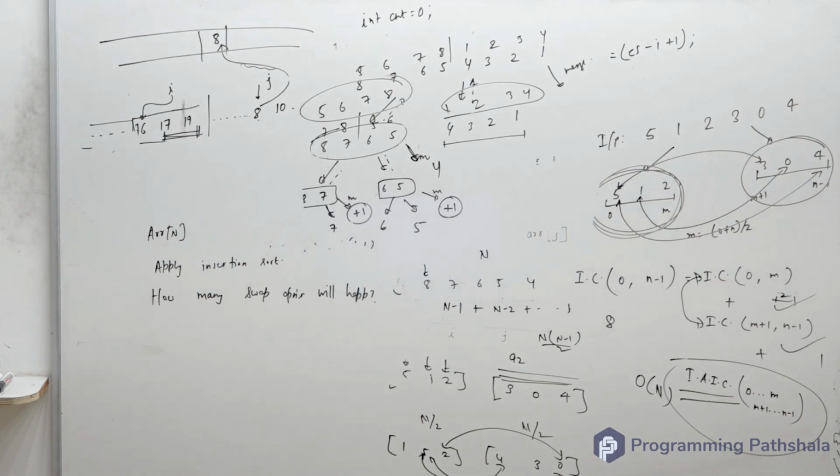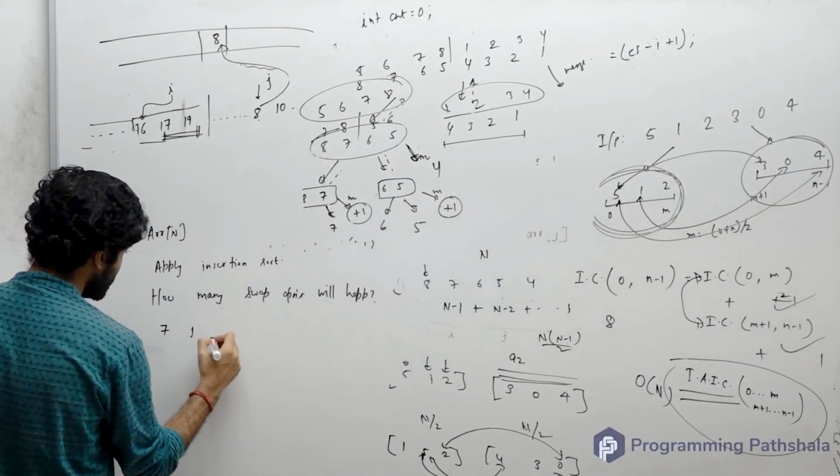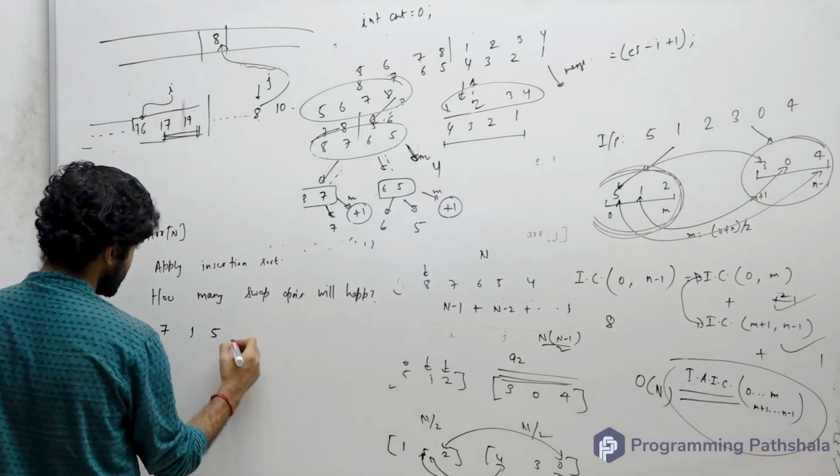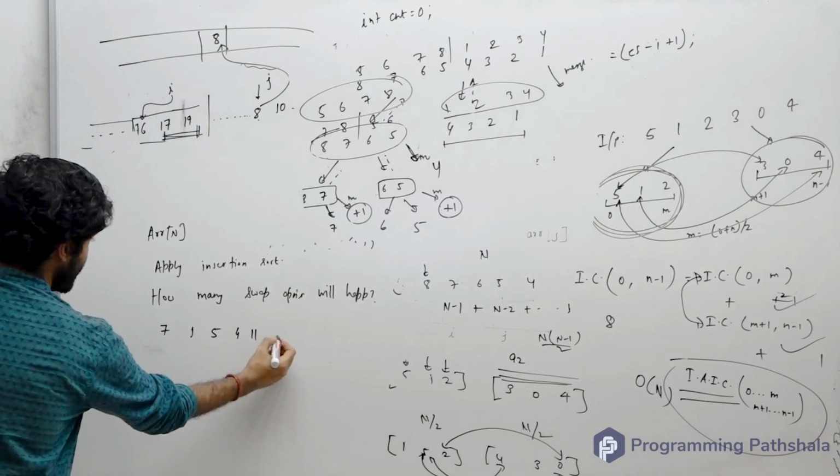Yeah, correct. So how many of you feel that the number of swaps will be equal to the inversion count? Yeah, the answer is yes. The number of swaps will be equal to the inversion count, because think of it in this way. See what happens in insertion sort. Let's say 7, 1, 5, 4, 11. Okay, and then 2.